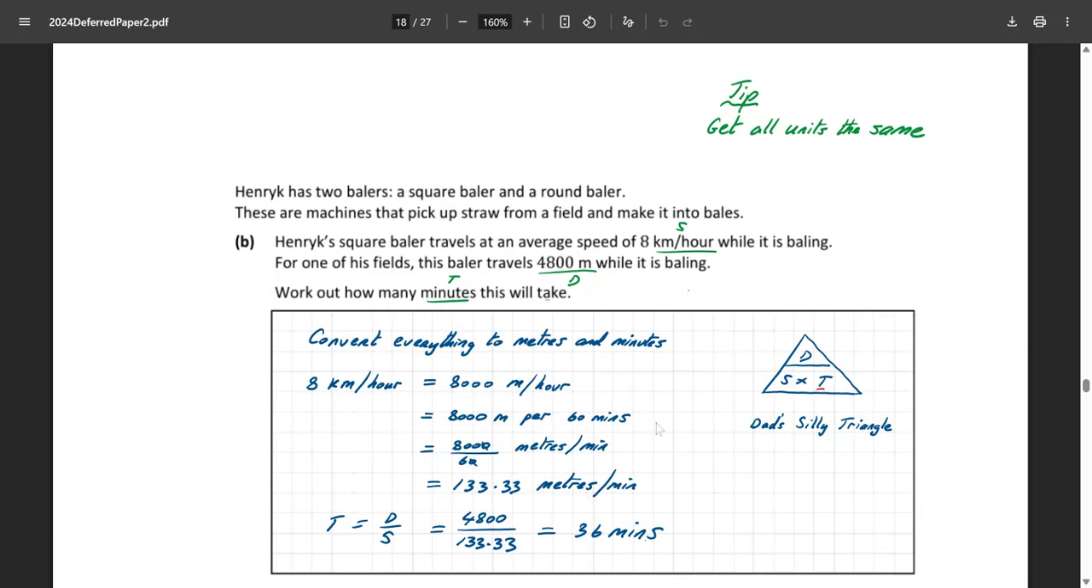And then you want to work out how many minutes. So again, be clear what the question is. If you don't know what the question is, it's hard to know what the answer is. So be clear on what you're being asked. You're being asked how many minutes. In other words, we're looking for time t.